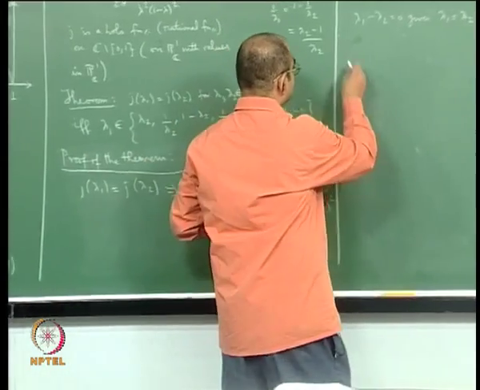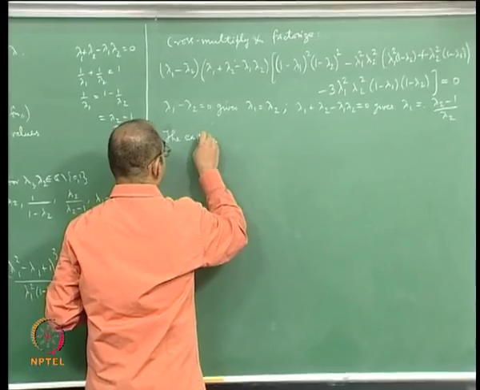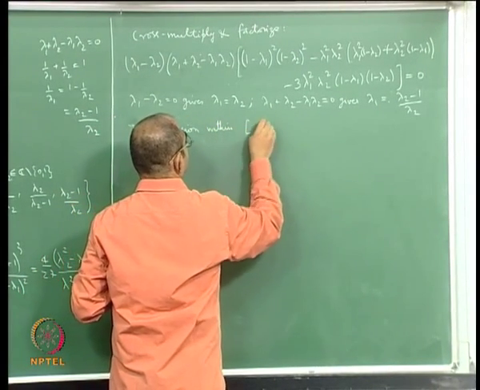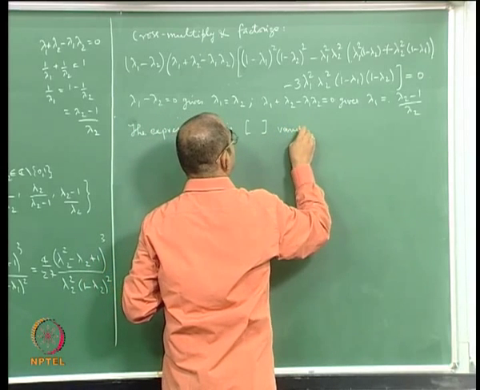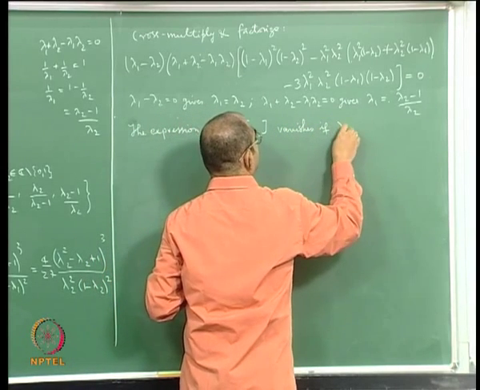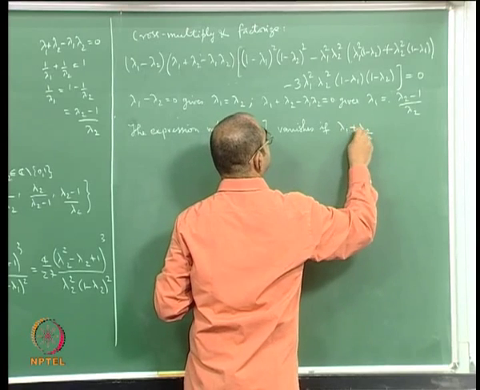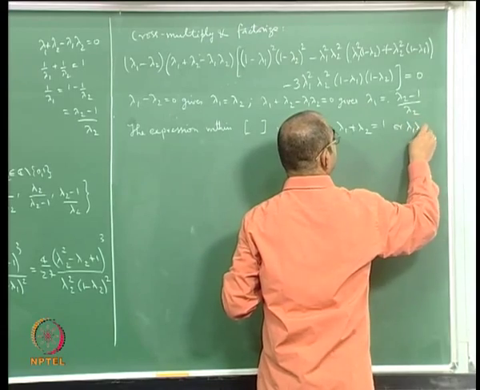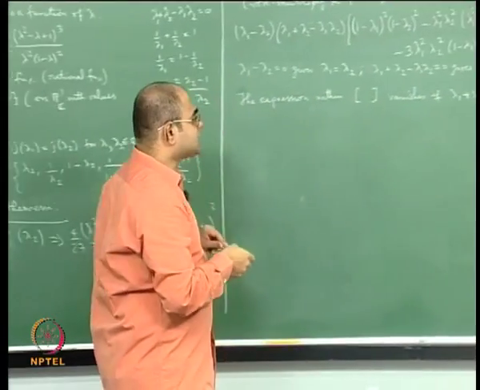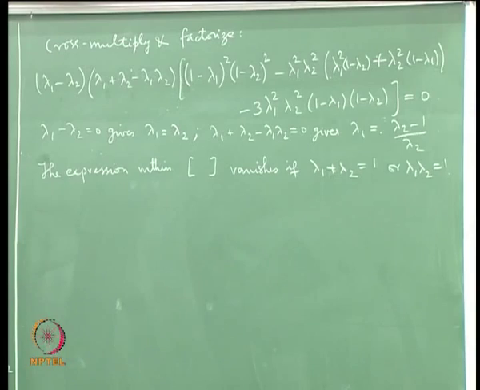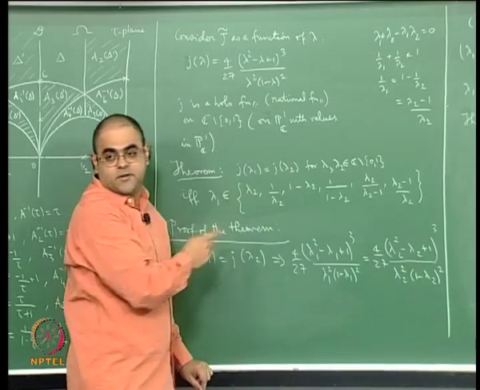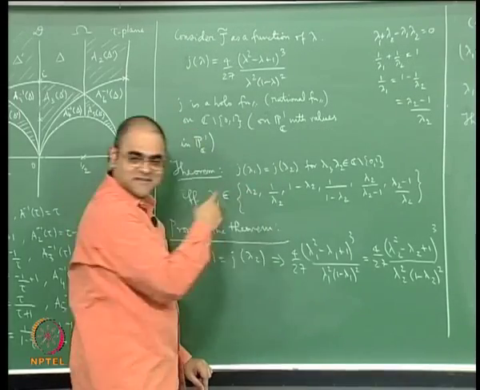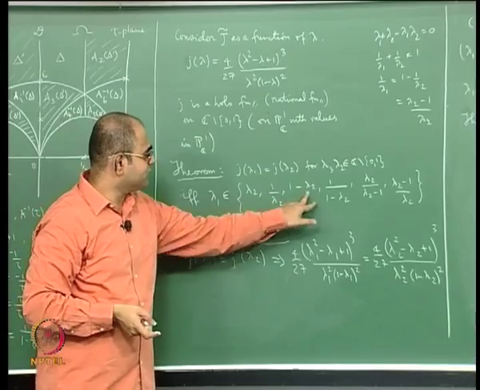Okay, the expression within vanishes if lambda 1 plus lambda 2 is equal to 1, or lambda 1 lambda 2 is 1. You can see that lambda 1 plus lambda 2 equal to 1 corresponds to the case lambda 1 is equal to 1 minus lambda 2, and lambda 1 lambda 2 equal to 1 corresponds to the case lambda 1 is equal to 1 by lambda 2. Okay, so you get these two.